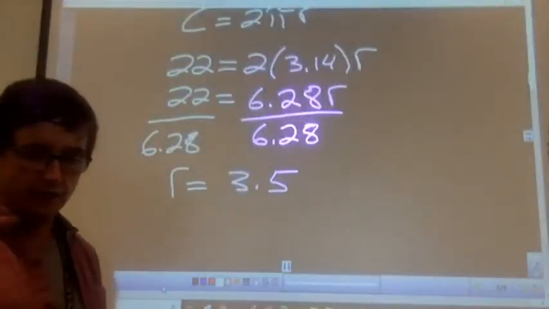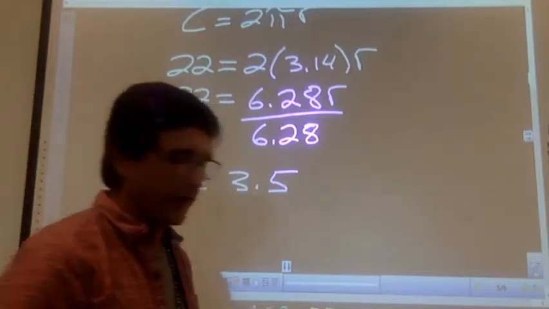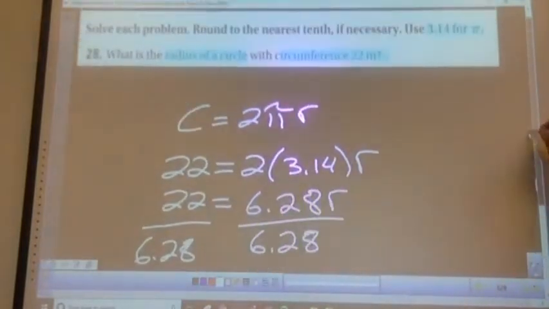How many points did I just lose? Half a point. Half a point, right? Because no units. So go back up here and check out what the units are. The meters.